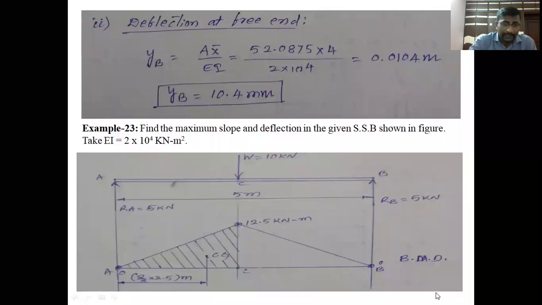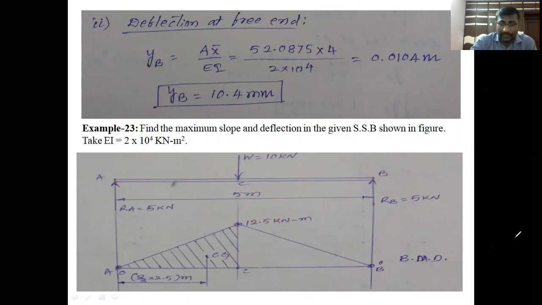Clear, students? The beam bends like this. After deflection, the beam looks like this. So maximum deflection is at the center. If you draw the tangent at this point, there is maximum slope at point A, and also maximum slope at point B. It is a negative slope, and it is a positive slope. So maximum slope at the support, maximum deflection at the center.